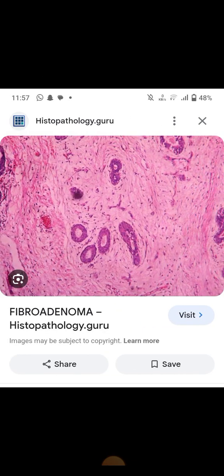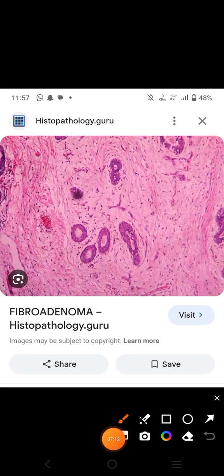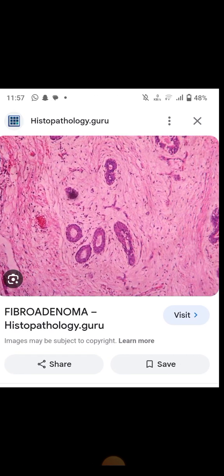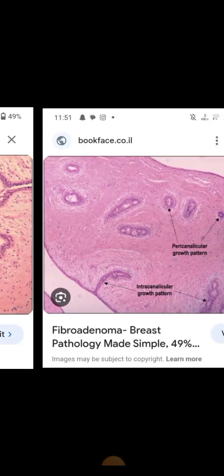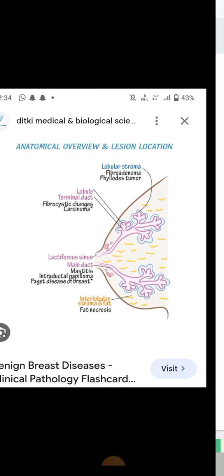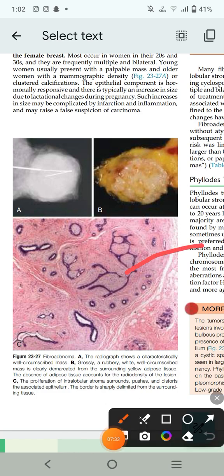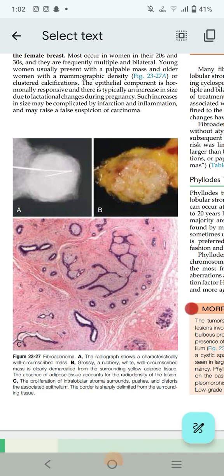Okay, so again, this is another picture of fibroadenoma. You can take a screenshot, as it is somewhat different from other pictures I have shown you. It looked somewhat challenging for me, so I have added its screenshot here. Again, your Robbins picture is shown here. It is an intracanalicular growth pattern. Here is a somewhat pericanalicular growth pattern. I hope that you can easily appreciate it now.